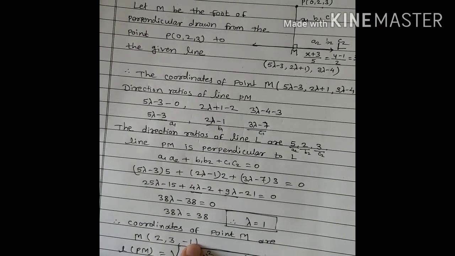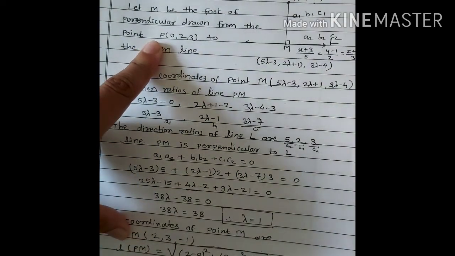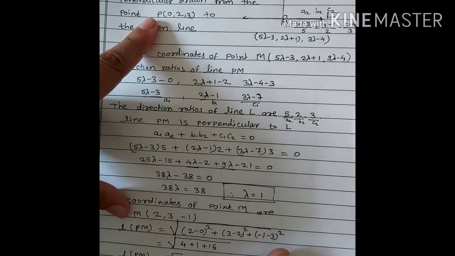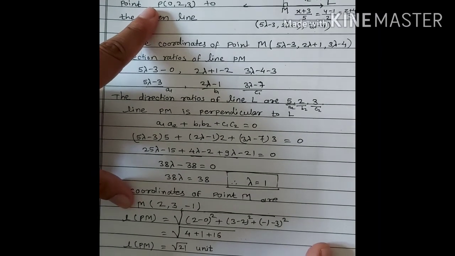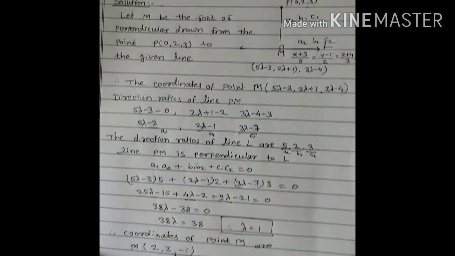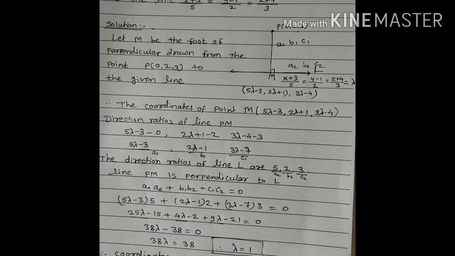Point P coordinates are already given. Point M we have determined. Then next is to find the length of PM. We applied the distance formula: square root of (x2 minus x1) whole square plus (y2 minus y1) whole square plus (z2 minus z1) whole square. After substituting values for coordinates, we get the length of perpendicular as root of 21. This is the technique for finding the distance of any point P from the line L.